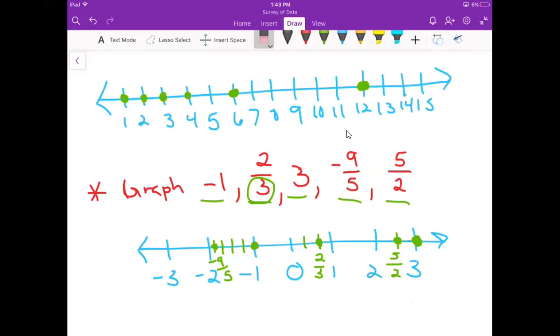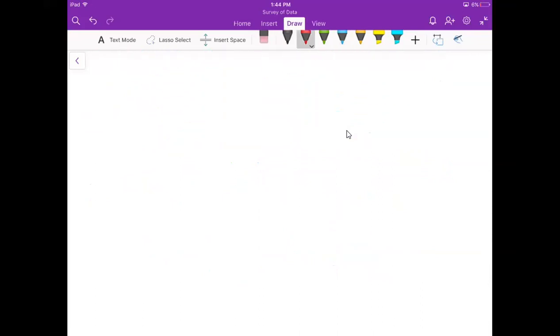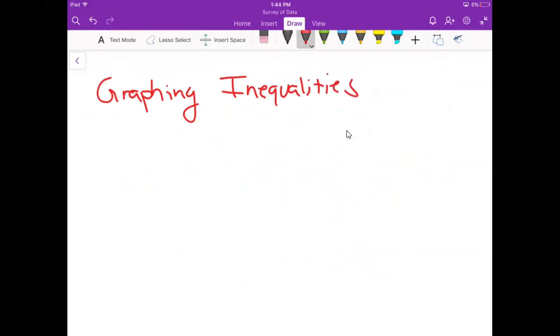All right, that is graphing numbers on a number line. The next thing we're going to get into is graphing inequalities. Now, if you need to take a break, we've done quite a few topics so far. Make sure you pause the video anytime you've had enough for a little bit and come back to it. Okay? So our next topic here is going to be graphing inequalities. So not just graphing numbers, but graphing inequalities.